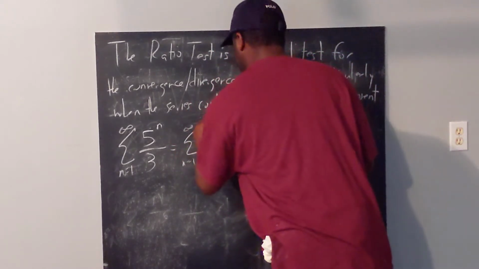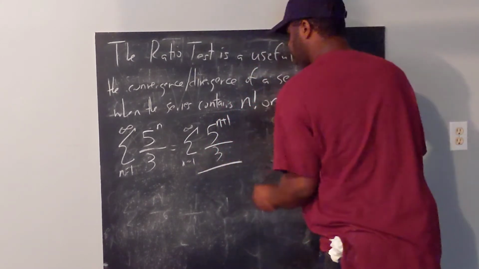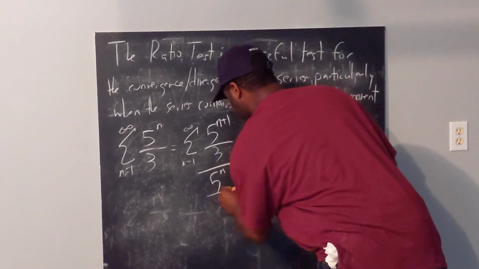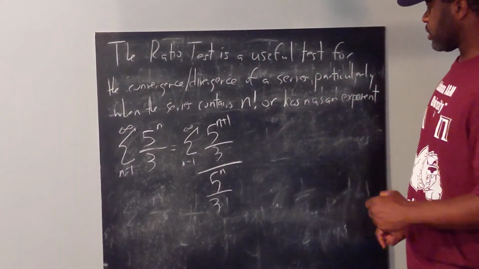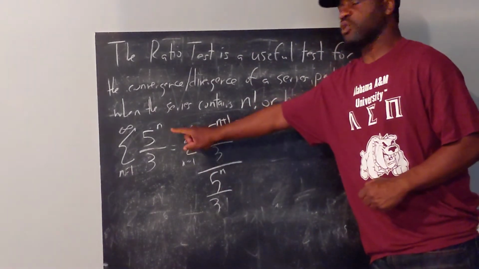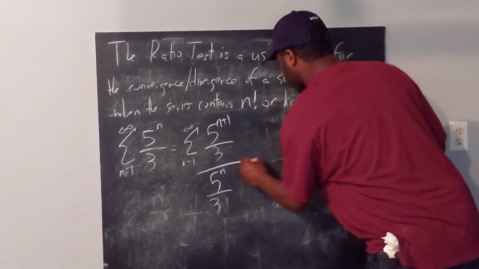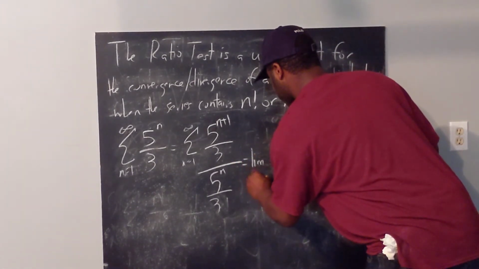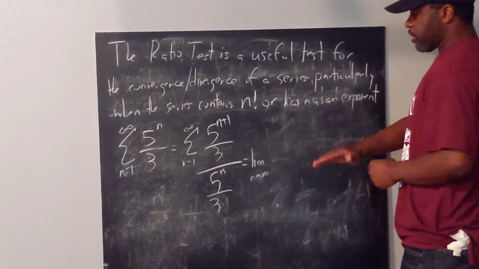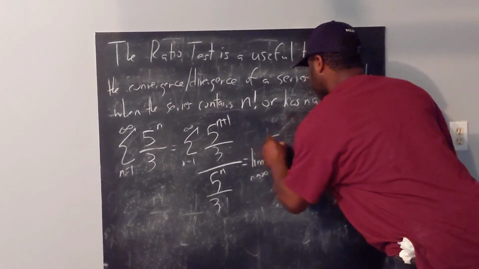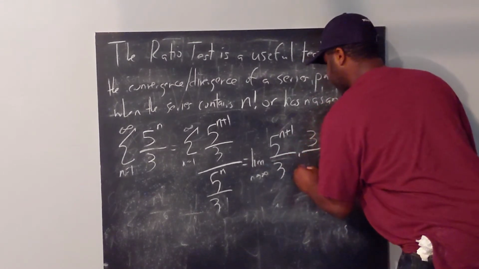All right, we would say 5 to the n plus 1 over 3 over the original series. All right. The only thing we did first was we replaced n with n plus 1. Now, we need to establish our rules. That's the limit as n goes to infinity. You remember from the old rules that you learned as a child, when you divide by a fraction, you multiply by the reciprocal.